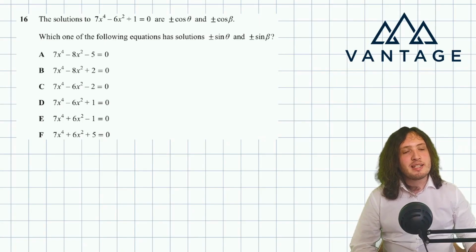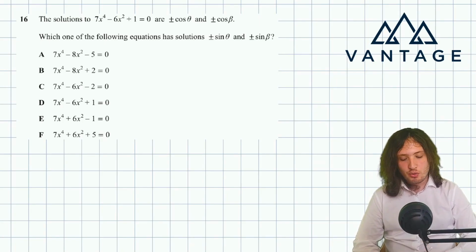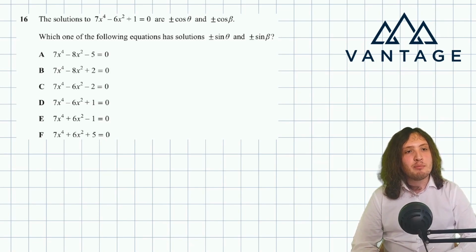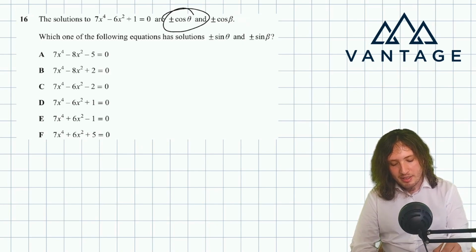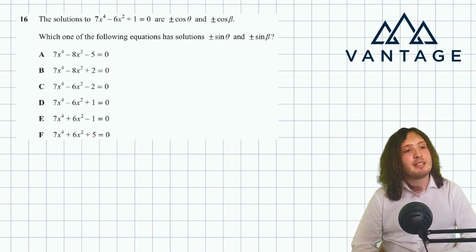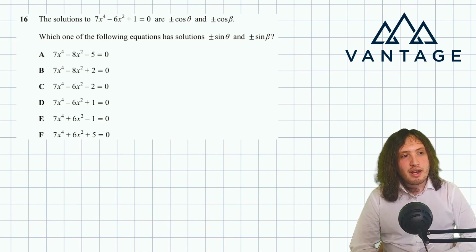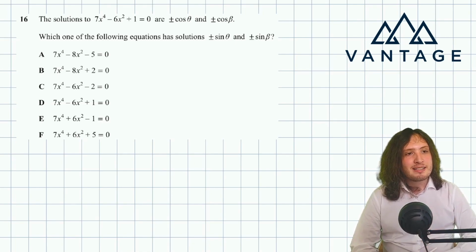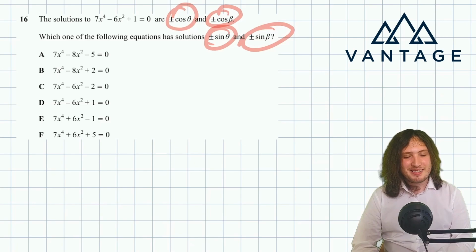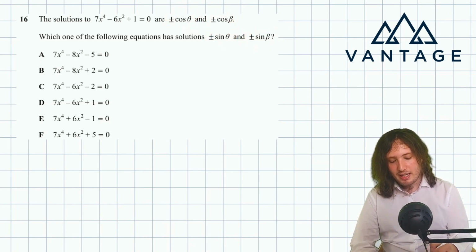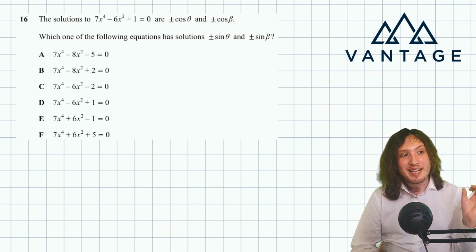In this question, we're told that the solutions to 7x to the 4 minus 6x squared plus 1 equals 0 are plus minus cos theta, plus minus cos beta for some theta and beta presumably. And we want to decide which of the following quartics has solutions plus minus sine theta, plus minus sine beta. So surely we should begin by trying to think about how the old solutions relate to the new solutions, because we're trying to find essentially a quartic equation with solutions related to the originals.